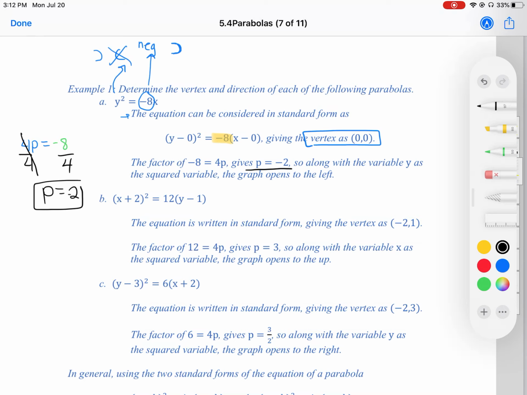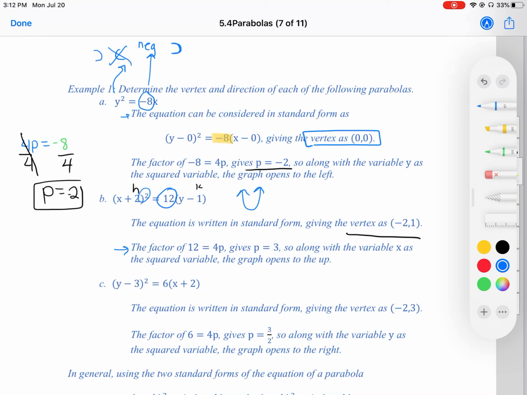So I have x squared equals 12 times (y minus 1). So therefore, my h and k are negative 2, comma, positive 1. That's our vertex. All right, we see that we have a squared term, that's the x, so my options are up and down. The number on the other side is positive, therefore our graph will open up.